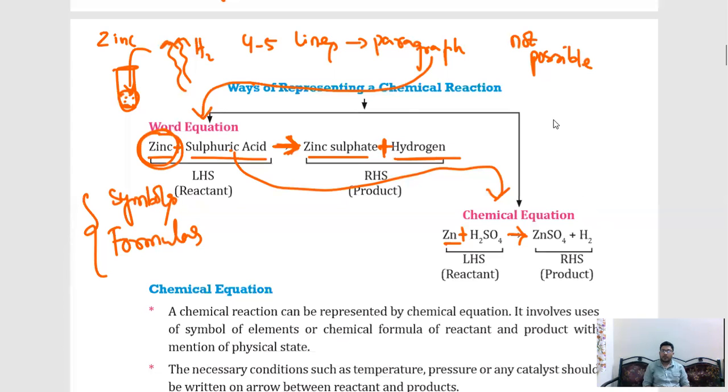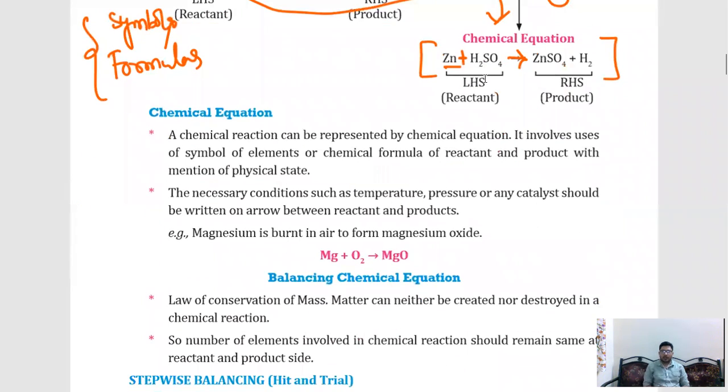And remember, in your grade 10, chapter 1, chapter 2, chapter 3, try to represent chemical equations only. No need to represent the word equation, no need to write this paragraph. So what is a chemical equation? A chemical reaction can be represented by a chemical equation. It is a shortcut. It involves the use of symbols of elements or chemical formulas. You can write symbols or chemical formulas of reactants and products.